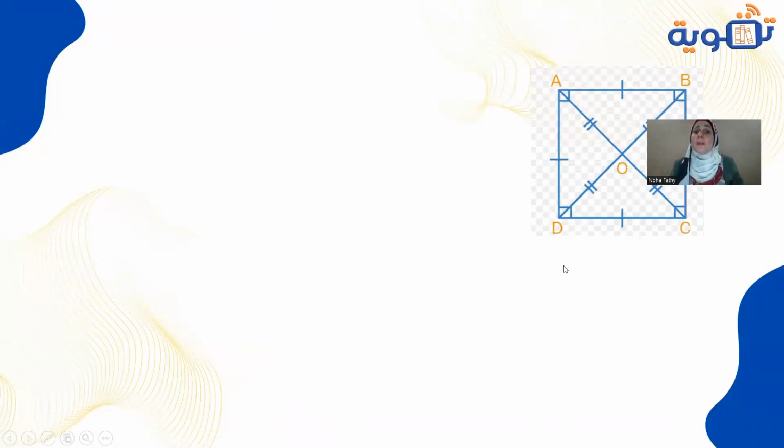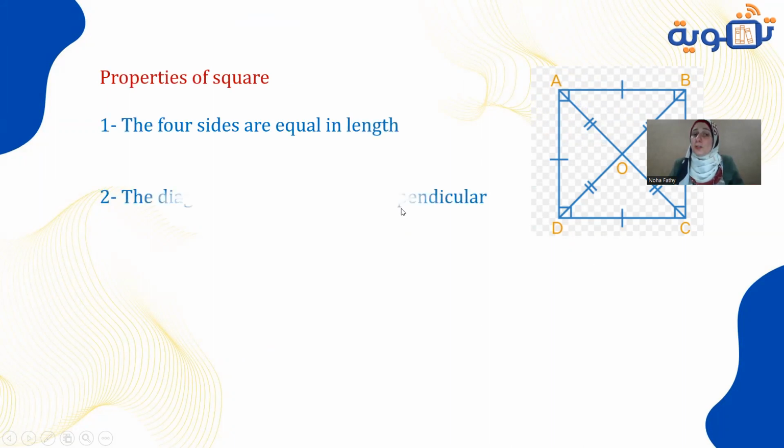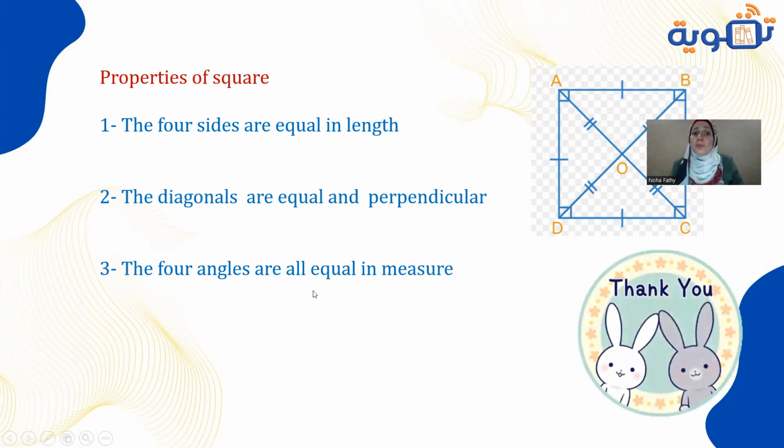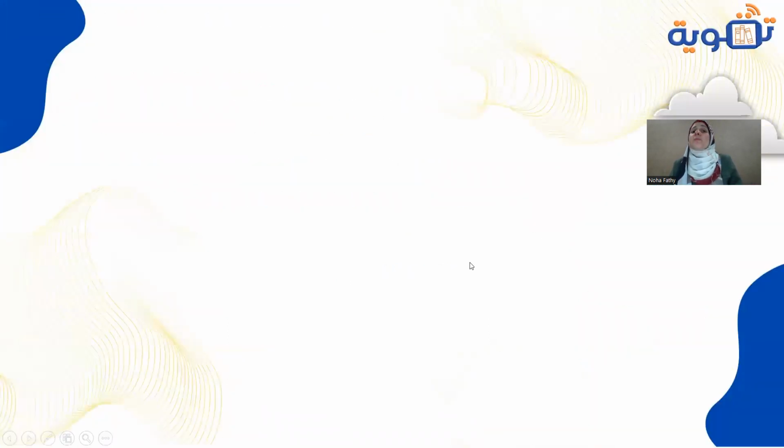The square also has the same properties of a parallelogram, except the four sides are equal in length, and the diagonals are equal and perpendicular. The four angles are equal in measure. It means the measure of each angle is 90 degrees and the four angles are equal.